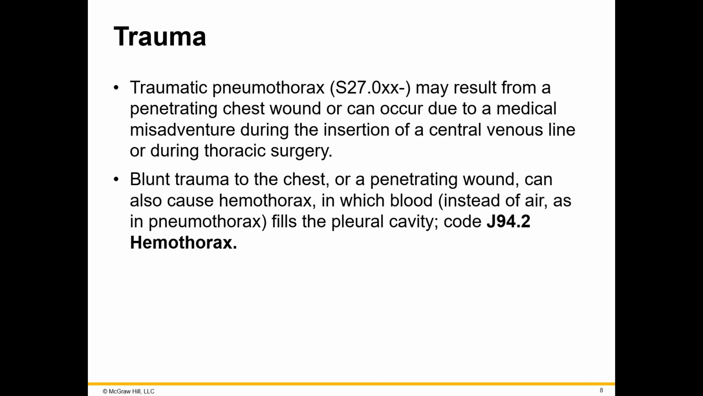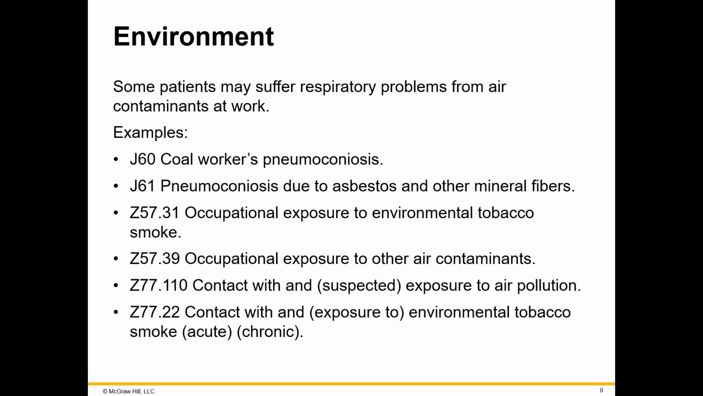Trauma. Traumatic pneumothorax, S27.0XX-, may result from a penetrating chest wound or can occur due to a medical misadventure during the insertion of a central venous line or during thoracic surgery. Blunt trauma to the chest or a penetrating wound can also cause hemothorax, which is blood instead of air, as in pneumothorax. It fills the pleural cavity, and the code for this would be J94.2, hemothorax.